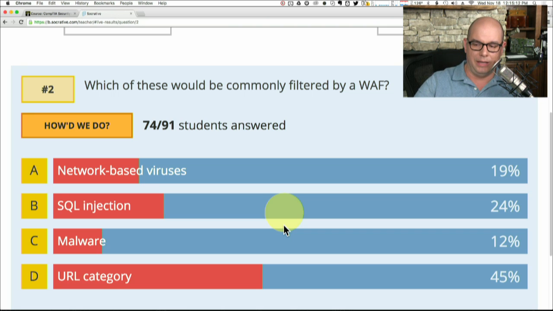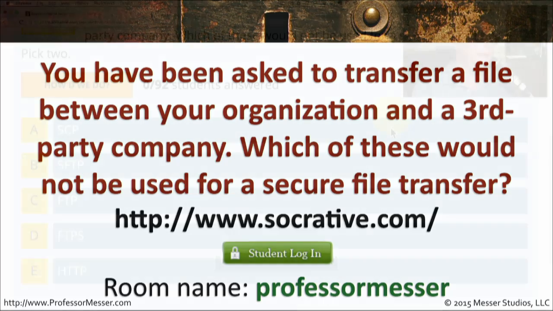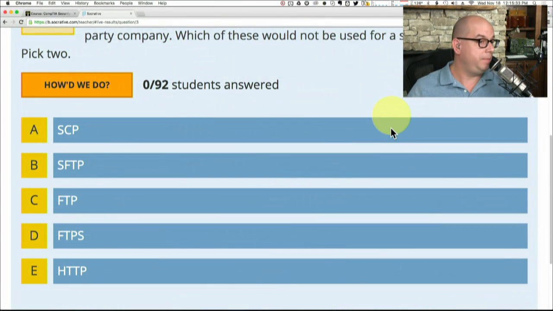Let's jump in the middle of this. The question I have for you, I'm going to move my head out of the way so you can see this. I can see it on my side. You've been asked to transfer a file between your organization and a third-party company. Which of these would not be used for a secure file transfer? Would it be SCP? Would it be SFTP? Would it be FTP? Would it be FTPS? Would it be HTTP?